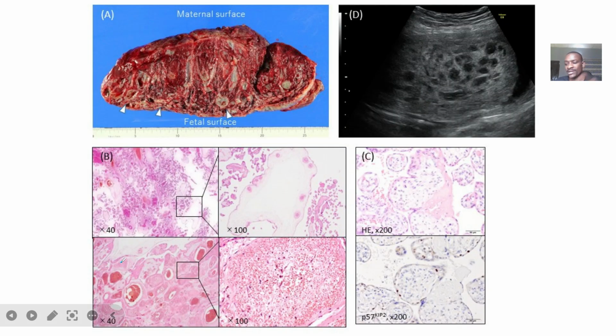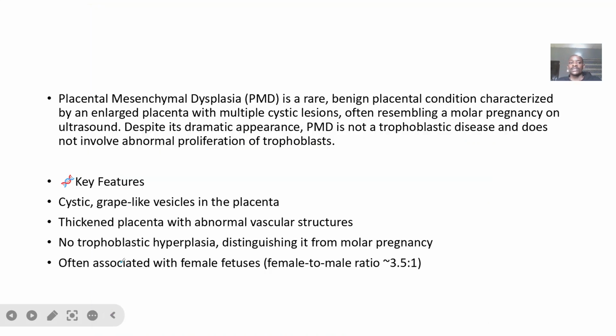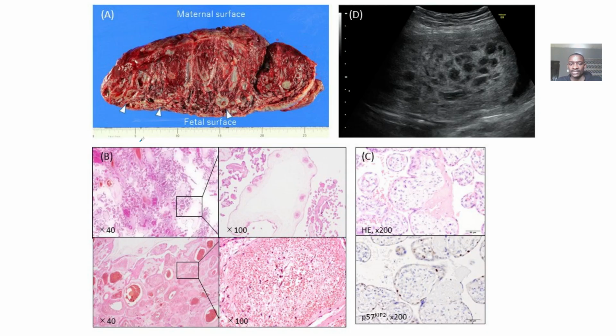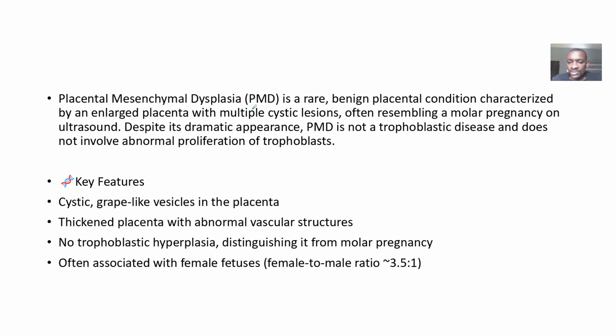Right. So you can see how it looks on ultrasound, also on a histology slide. So placental mesenchymal dysplasia is a benign placental condition. It's characterized by an enlarged placenta, and this placenta has so many cysts, right? A lot of cystic lesions, right? So this resembles a molar pregnancy on ultrasound. Despite its dramatic appearance, it is not trophoblastic disease and does not involve abnormal proliferation of trophoblasts.